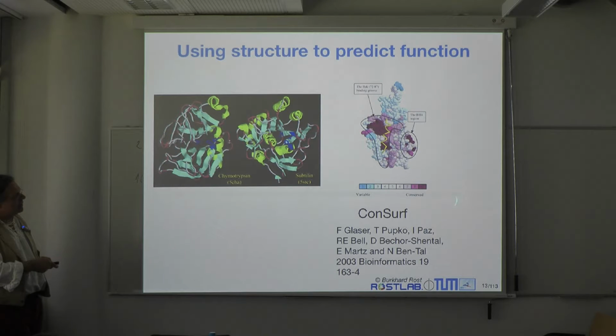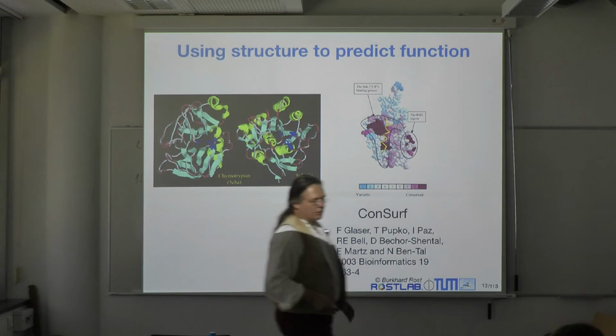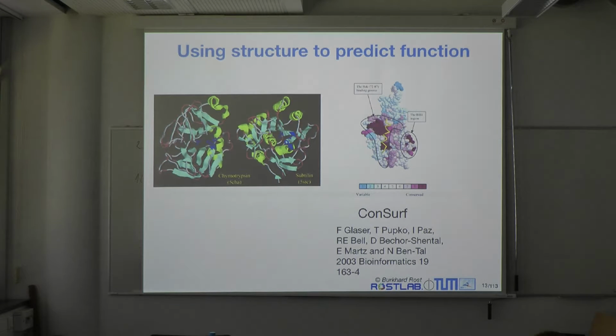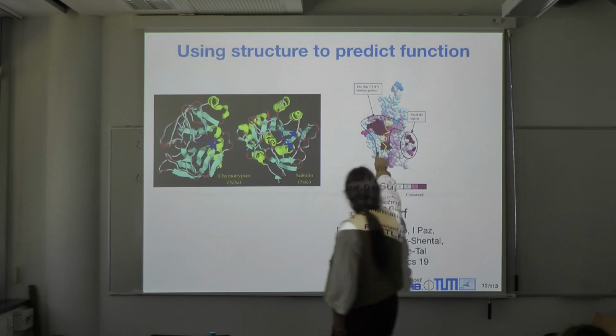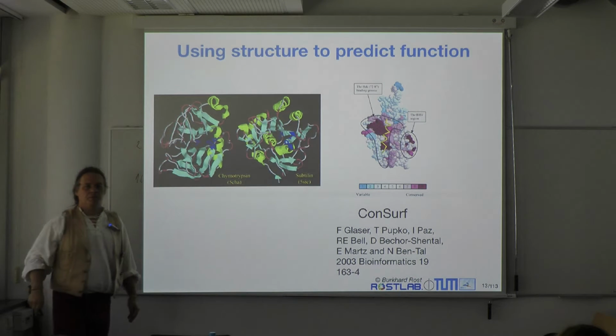So here's one example, Conserve, from Ben-Tal's group in Tel Aviv. All you do is you take a structure and you label on the structure what you look up in the sequence alignment as conserved. Okay? And in this conservation, where dark red is conserved and dark blue is variable, you see that the dark red here is exactly where the binding sites are.